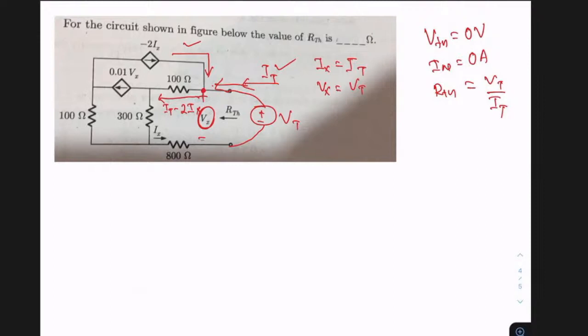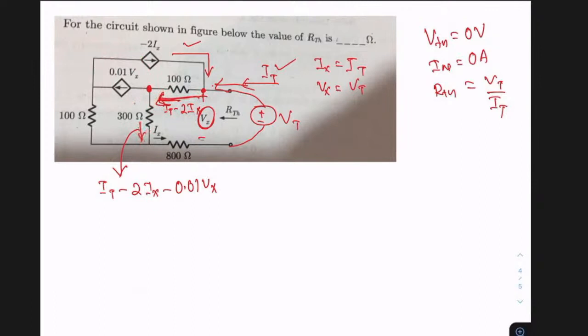Now, if I ask you what is the current in this branch? If you see this particular node, there are 3 branches. The current in this branch is IT minus 2IX. This is 0.01 VX. So this current will be IT minus 2IX minus 0.01 VX. Hopefully you agree. This much current is approaching this node and this much is going away. So this particular current minus this particular current is the current in this branch. So this current is IT minus 2IX minus 0.01 VX. That is the current in this particular branch.